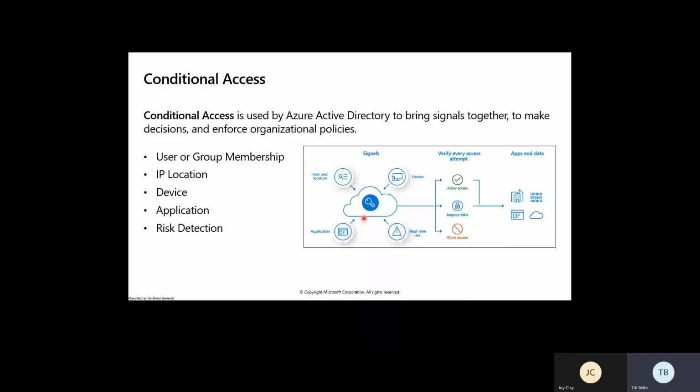So you want to say, okay, even if they are coming from the office network, ask them to supply a second level of authentication. Or a user is signing in from a risky location. So risky location, it can be this.